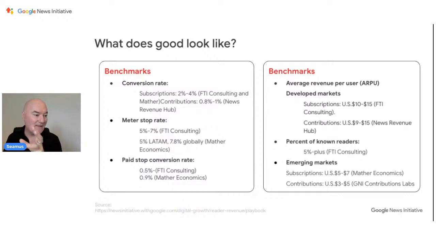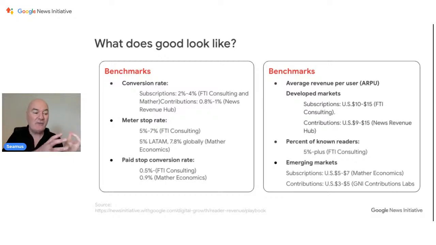Again, a lot of these figures, just to give you some examples, there are benchmarks, there are parameters for this. This is what good looks like. So just take a look at some of these things that perhaps you do have your head around. For example, the average revenue per user, there we can see for developed markets, for subscriptions, we would say that it's good if you're getting between 10 and 15 US dollars. And in terms of contributions, if you're getting between $9 and $15, that's seen as quite good. And we can look at the percentage of known readers, so the people we know about, not just those who are anonymous. If it's 5% plus, that's seen as quite good.